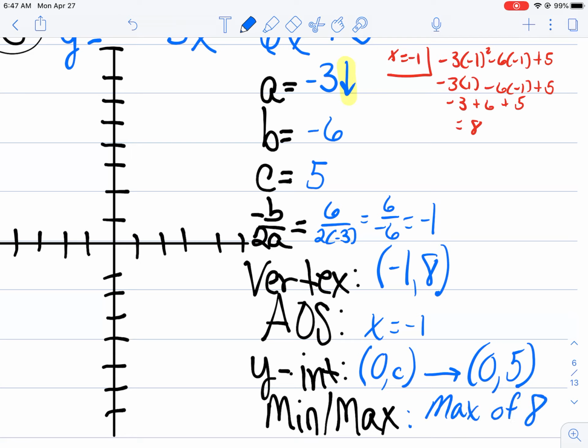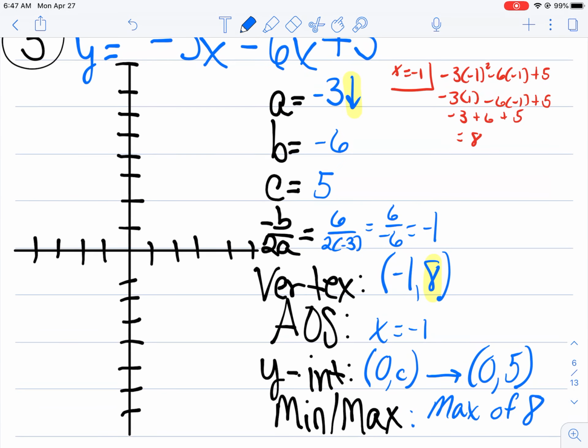of 8, because that's the y-coordinate of the vertex. That means the biggest output I'm going to have for this function is the value 8. Everything else will be less than 8. All right? So let's start graphing this one now. Over here on the graph, we're going to start with the point negative 1, 8. That's right up here.